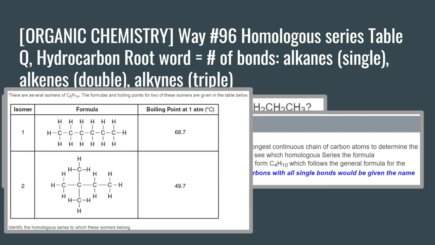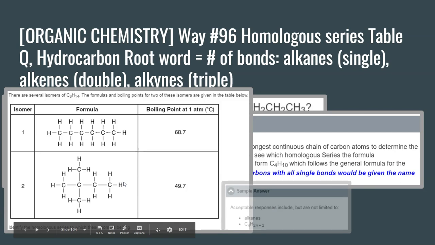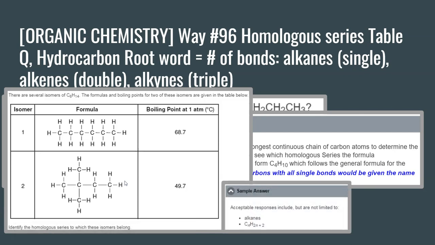So when it asks you to identify which homologous series each of these belongs to, it's going to fit in either the alkane, alkene, or alkyne category. To determine which type of bonds are present between the carbons, we just need to look at the carbon-carbon bonds. Notice that all the bonds between carbons are single. Therefore, we would say it's categorized as an alkane.